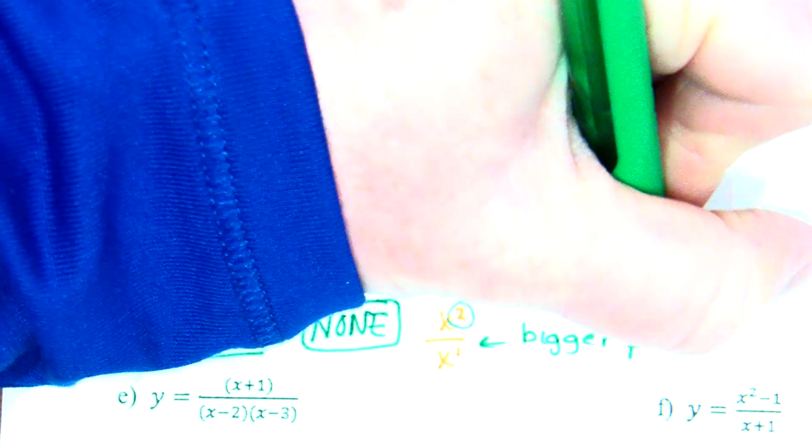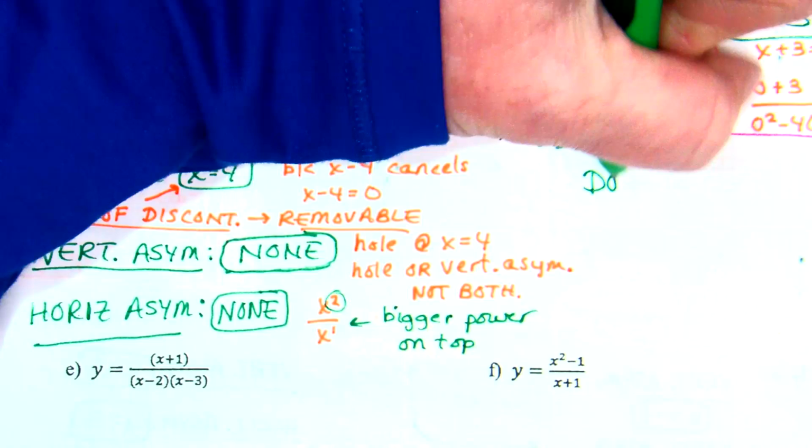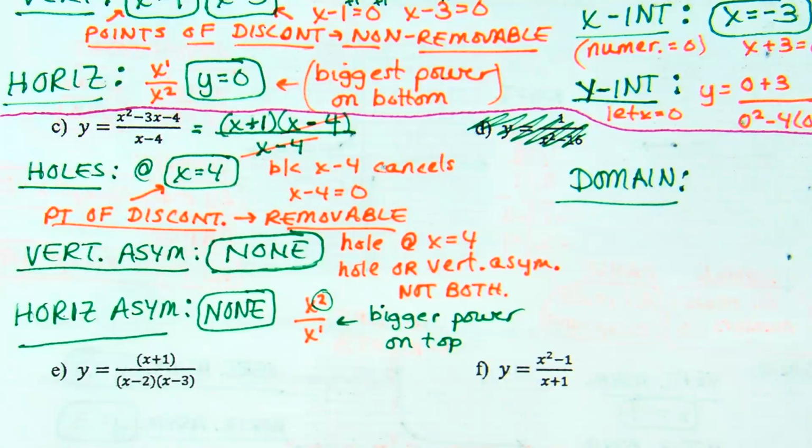Okay. Domain and intercepts to finish us off. Domain. These graphs are going to extend infinitely in both directions. So like yesterday, it's all reals except x equals 4 because 4 was a hole. Any holes and vertical asymptotes are breaks in the graph, so those are going to be exceptions for my domain. So all reals except x equals 4.